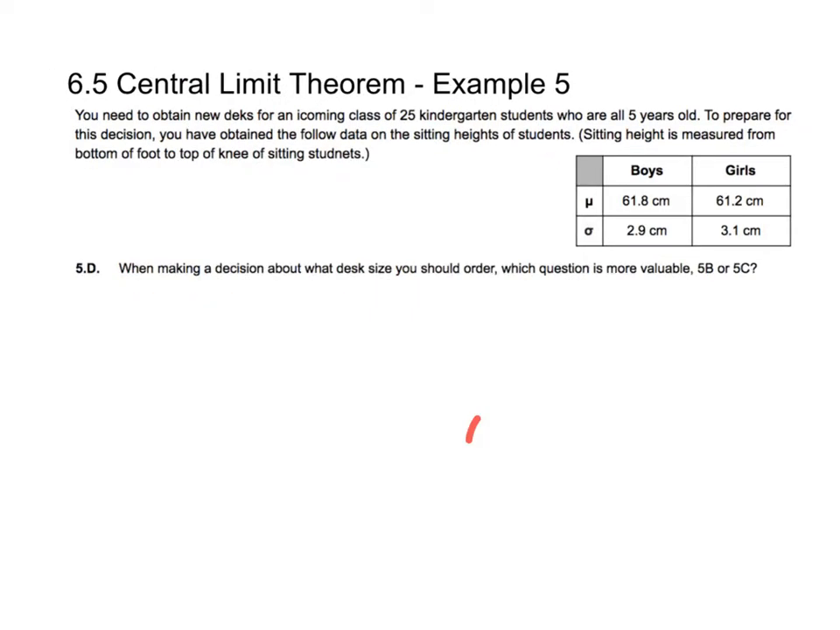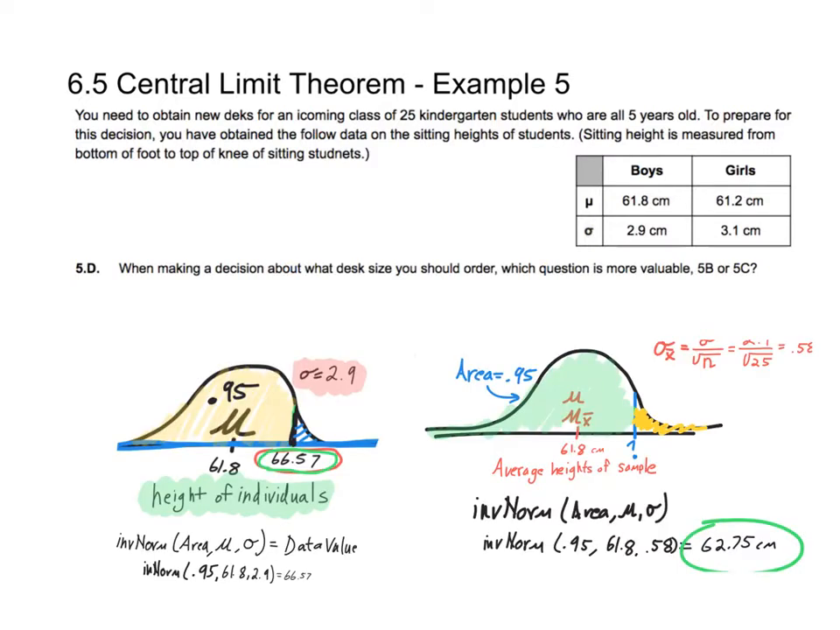Last problem. When you make a decision about your desk order, which question will be more valuable, 5B or 5C? So here I've pasted in the conclusions from 5B and 5C. I'd recommend reversing the video and watching those parts if you haven't watched them yet. On the left-hand side, I've got the region of 95% of the individuals, and the height defining that region. 66.57 centimeters is the height that defines the top 5% or the bottom 95%. So anyone above that measurement of 66.57 is in the top 5% of the population.